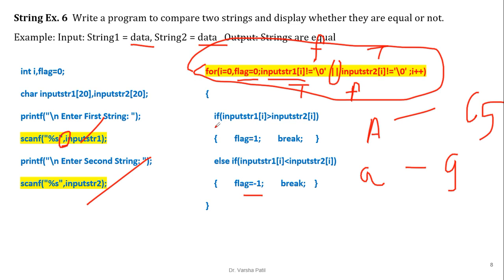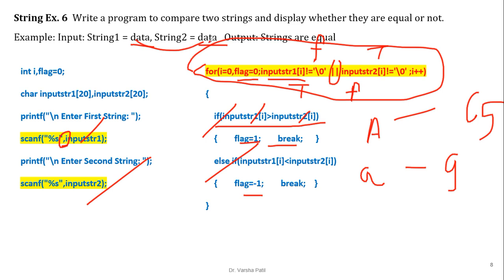Now see, if input string1 of i and input string2 of i, both having the same index i, not j, if the first string's character is greater than the second string's, what do we do? Flag equal to 1 and break. Why break? Because they are not the same. It is clearly established that the first string's character is greater than the second string's character, so break. If the opposite condition, flag equal to minus 1 and break. And if it happens that, for example, data and data are there, what will happen? See, the first d and d match, so it will not go into either condition, it will go to the next iteration and flag remains 0.